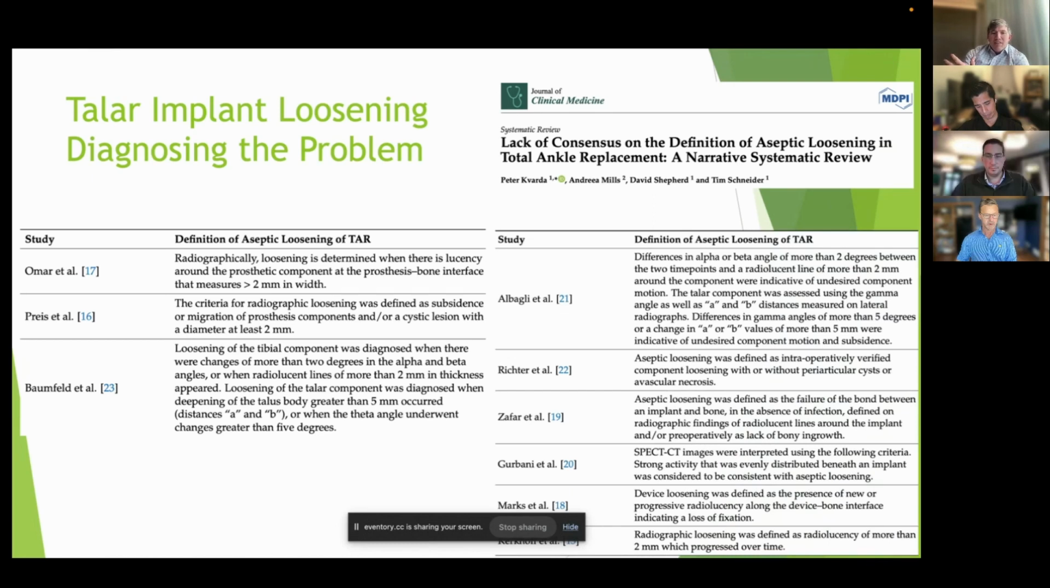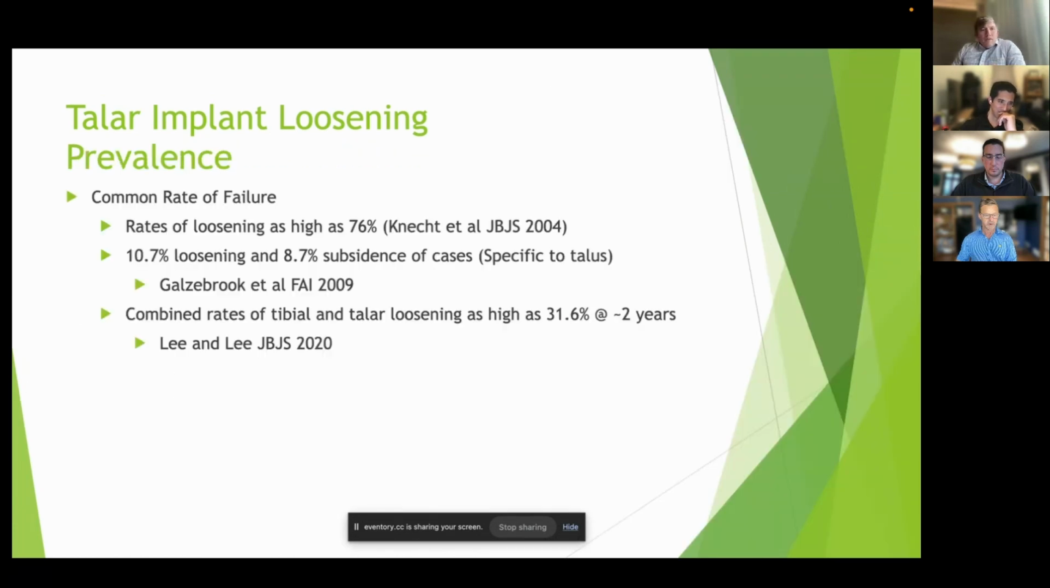This is an intentionally busy slide with the idea to highlight the number of different ways that we can talk about it. So total ankle implants historically have a fairly common rate of failure. Obviously, starting with the Agility implants, rates of loosening as high as 76%. And these are likely in large part due to the implant itself, but I think also there's a consideration of patient selection, technique, and things like that. Moving forward, we start to see some decrease in that loosening, but still 10% loosening and almost 9% subsidence, specifically on the Taylor side in the mid to late 2000s.